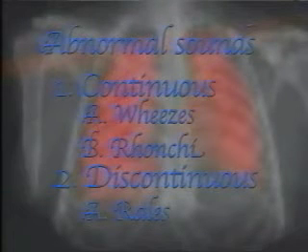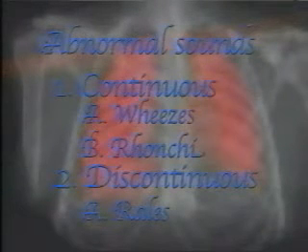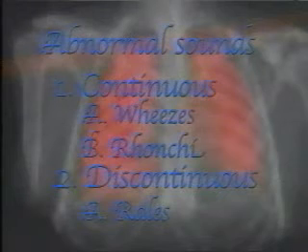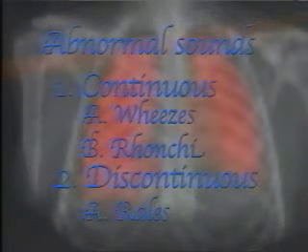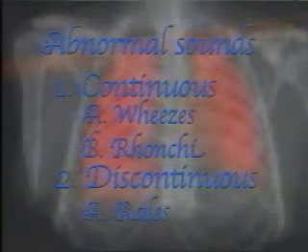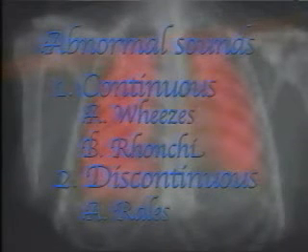Normally, one should hear no other sounds but the vibrations created by movement of air through the large tubes. However, disease states may cause abnormal sounds with which you should be familiar. Abnormal sounds are generally divided into two categories: continuous sounds, known as wheezes and rhonchi, and discontinuous sounds, known as rales or crackles. Wheezes or rhonchi can be high-pitched or low-pitched depending upon the frequency of the vibration.